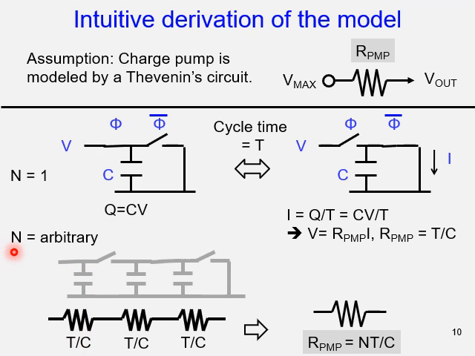And the number of N is equivalent to the unit number of switch plus capacitor. Therefore, the unit equivalent resistors are connected in series. As a result, it is easy to combine those series resistances into a single resistance. That resistance value is now N times T over C. So this is the basic fundamental equivalent resistance for the charge pump.